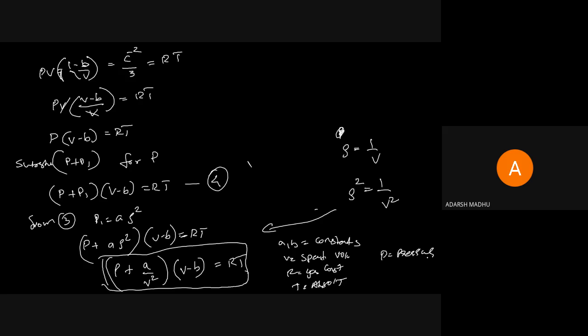P plus A by V square into V minus B equal to RT. The van der Waals constants A and B: A is given in Newton meter raised to 4 per kilogram mole square, and B is given as meter cube per kilogram mole.